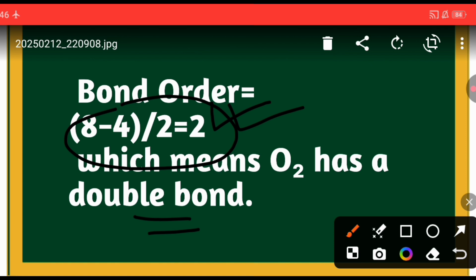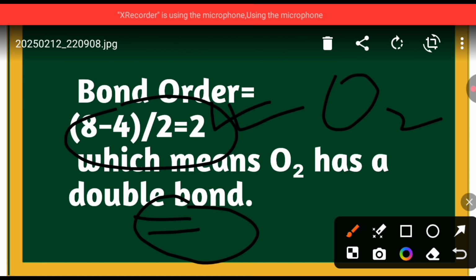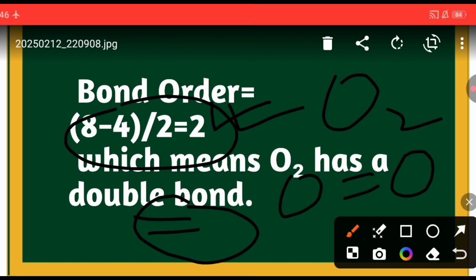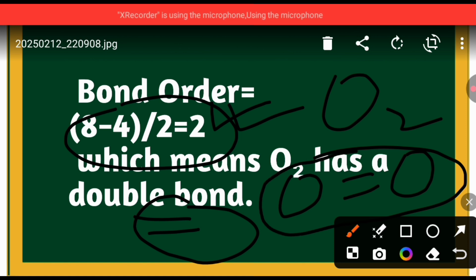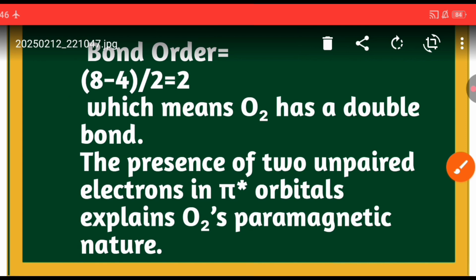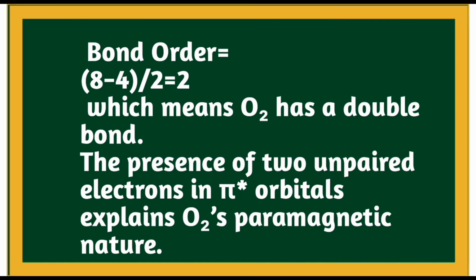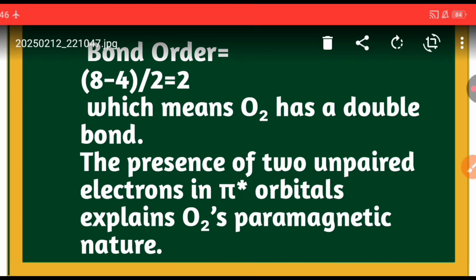So the bond order tells the number of covalent bonds in a molecule. So here the bond order is 2. So the number of covalent bonds in the O2 molecule is 2. That is, the O2 molecule has a double bond which joins 2 oxygen atoms. The presence of 2 unpaired electrons in the pi star orbitals explains that oxygen is paramagnetic in nature.